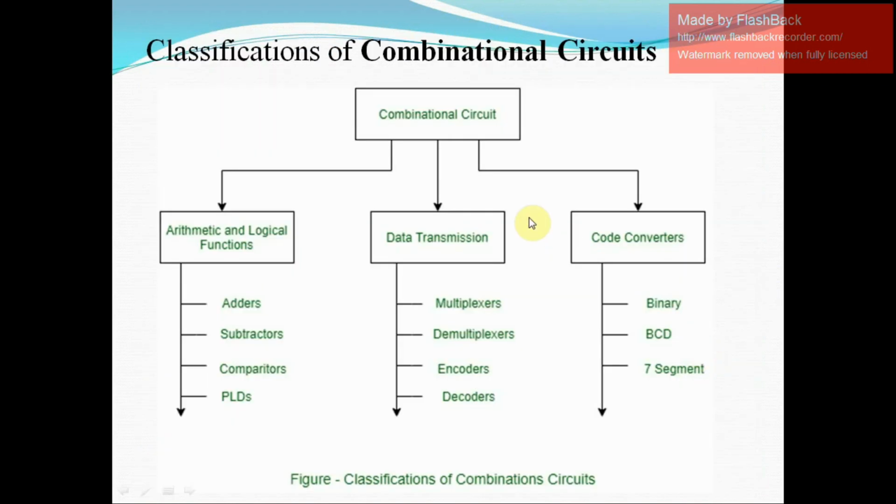The next point, we'll see the classification of combinational circuits. The classification of combinational circuits is arithmetic and logical operations, data transmission, and code conversions, like BCD to 7 segment, binary to XS3, gray to binary. Data transmission circuits are multiplexers, demultiplexers, and encoders, and arithmetic circuits are adders, subtractors, comparators. In this way, combinational circuits are classified.